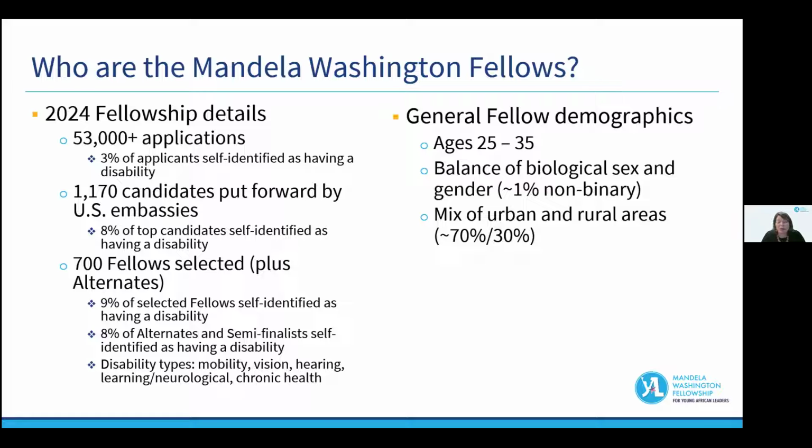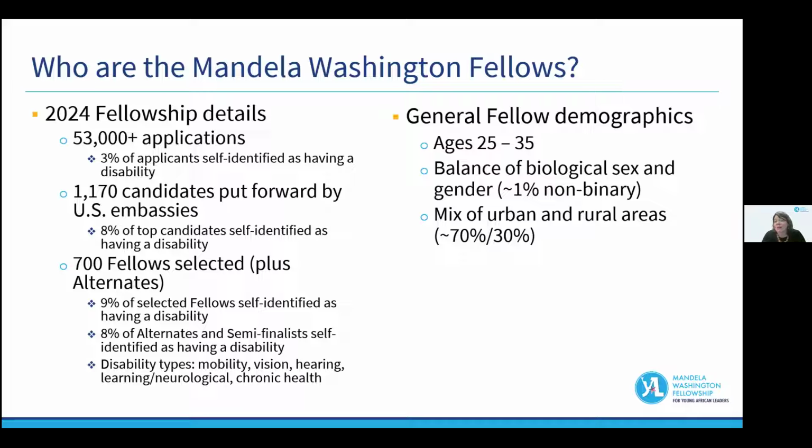Over the years, we have had fellows with pretty much every general type of disability: mobility, vision, hearing, chronic health. We do have learning and neurological disabilities on here because this time, for the first time, we have a fellow who self-identified as having autism, and also noted a few other diagnoses.